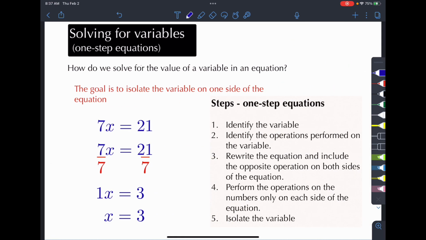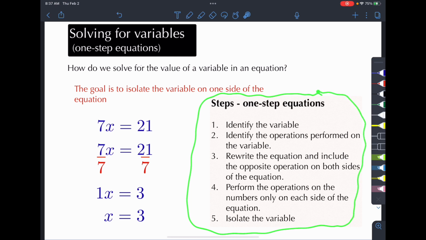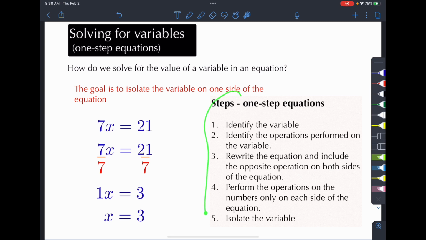Okay, let's get right to how to do this. So in a previous video, we went over solving one-step equations with addition and subtraction, and I listed these exact steps. We follow the same steps when we are solving one-step equations using multiplication and division. So these are 5 steps you have to get familiar with. And if you're stuck on what to do, you look at step 1, identify the variable. Step 2, identify the operation performed on the variable, etc.